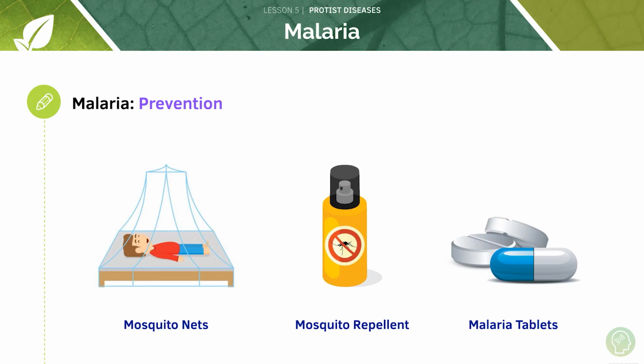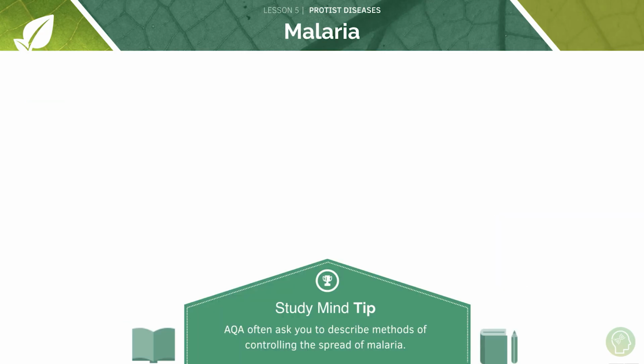Also, tourists often take malarial tablets when going to high-risk areas such as parts of Africa and Asia. But note that there is no vaccine for malaria as of yet. So this could also be another easy 2 marker. Remember to describe methods of controlling the spread of malaria in this way.